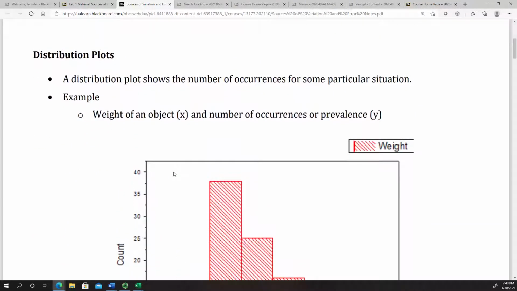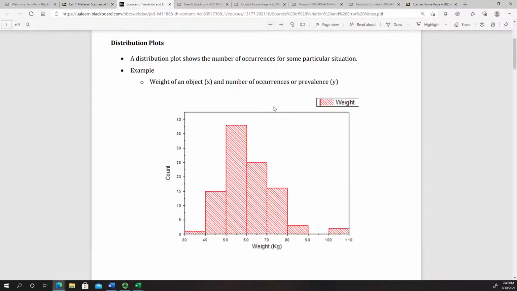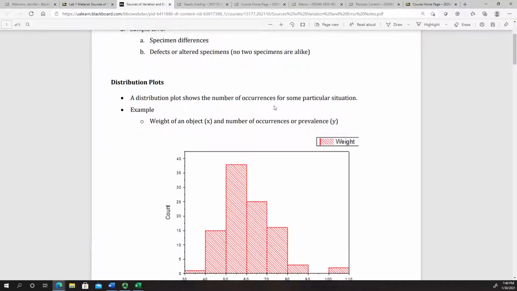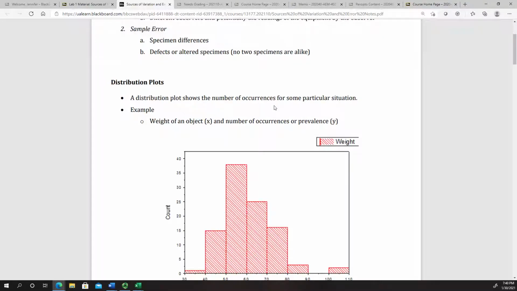Along with this, you may have two different plots that we're going to look at. So we're going to have distribution plots and we're going to have continuous plots. Distribution plots can also be described as a histogram. In that case, they look a little bit like bar graphs, but the spacing is taken out of that consideration.